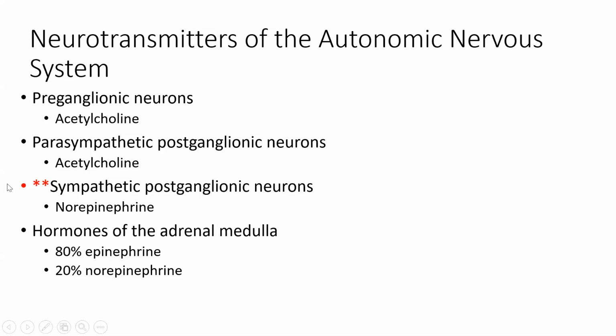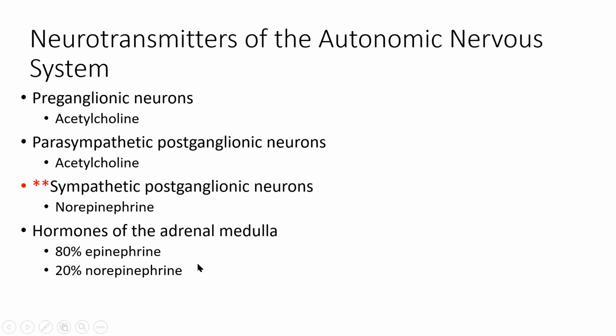Now I've got two asterisks here because there's a small exception to this rule. I want you to make a note in your own notes that sweat glands are a small exception to this rule. The sympathetic postganglionic neurons that go specifically to our sweat glands do not release norepinephrine, but instead they release acetylcholine. So a very small exception to this general rule.